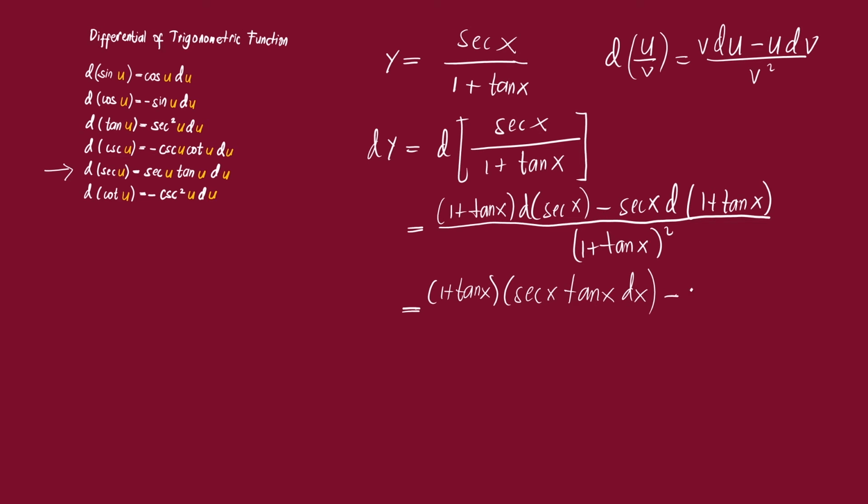Then, you copy secant x, the differential of 1, that is 0, differential of tangent x. You have here the formula for the differential of tangent x, that is secant squared u du. So this will be secant squared x dx, all over 1 plus tangent x squared.